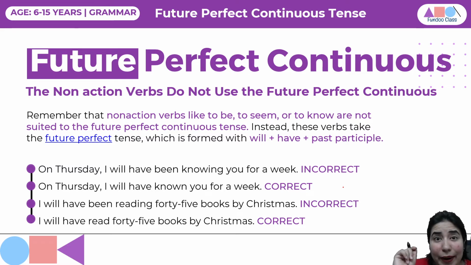And let's take one more example. I will have been reading 45 books by Christmas. So I will have read 45 books by Christmas. For your convenience, we have also put in the brackets incorrect and correct, so that we are all sorted. So what are you going to do? You're going to write this and write the exception.